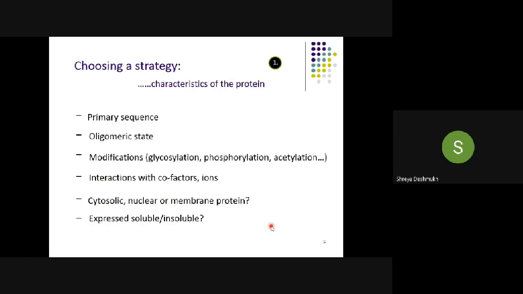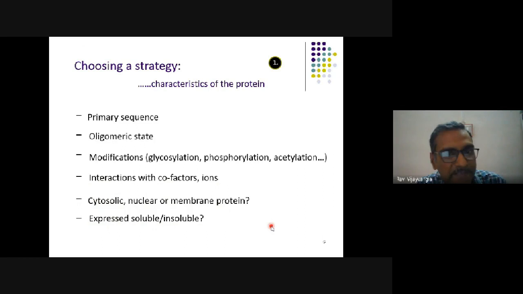Sir, yes. Can you explain the oligomeric state once again? Yeah, oligomeric state: some proteins can exist as a monomer, or two monomer units can come together to form a dimer, or they can form a higher order structure, a trimer or tetramer. So based on the oligomeric state of the protein, especially when you purify, you know what size of protein you are expecting.